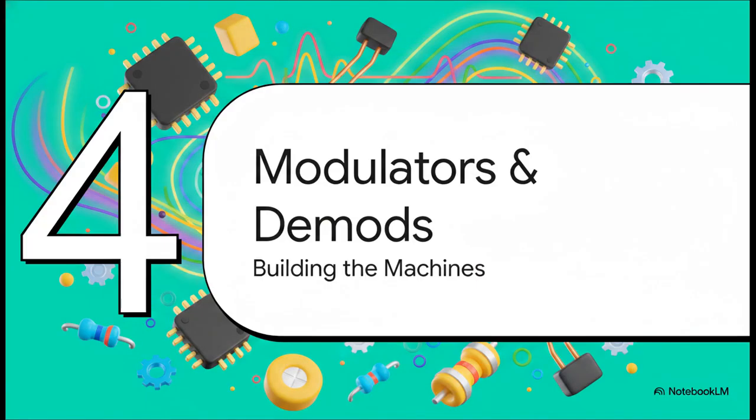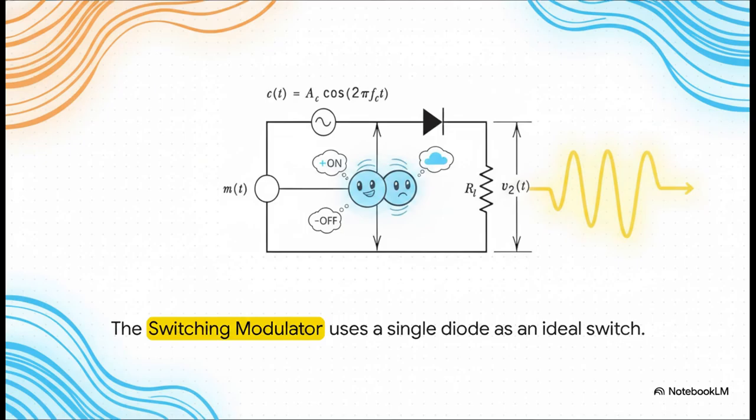Okay, section 4, modulators and demodulators. Let's look at building the actual machines. So, you're probably wondering, if AM is so wildly inefficient, why on earth do we use it? Well, the answer lies in the hardware. Generating an AM wave can be remarkably simple. Take a look at this circuit for a switching modulator. It uses a single diode acting as an ideal switch.